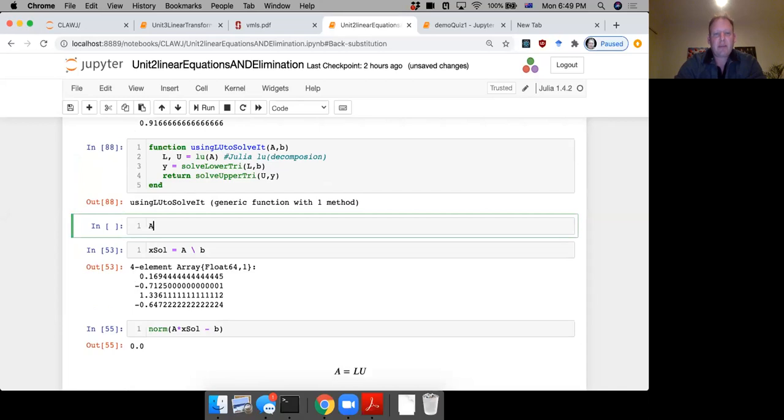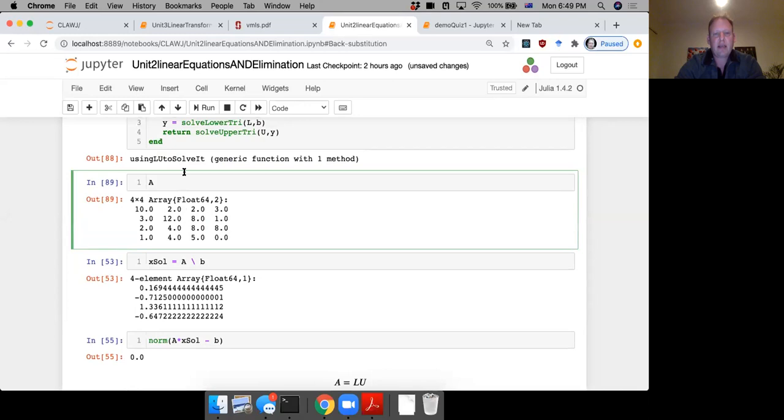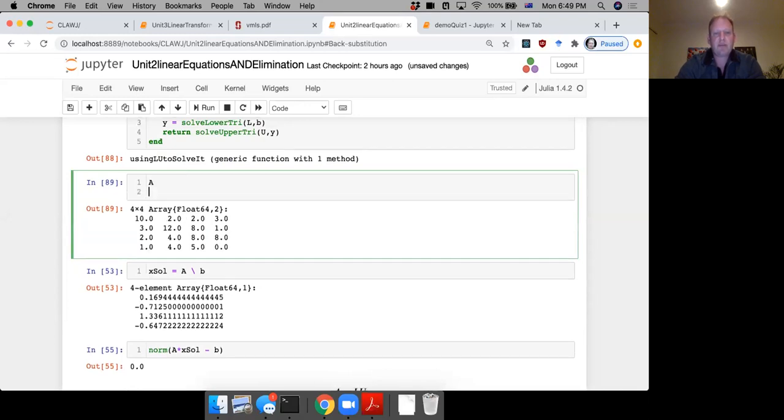So let's see, do we have our matrix A, the original one? This is its original A, I hope. Okay, and do we have a vector B? No, we don't have a vector B. So which B do we take? Let's just take B to be ones. Okay.